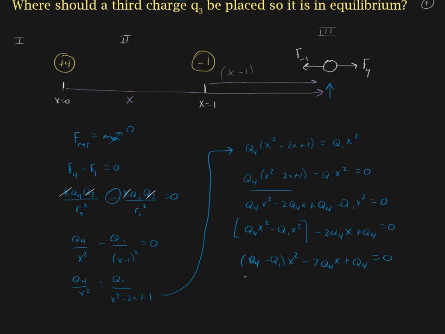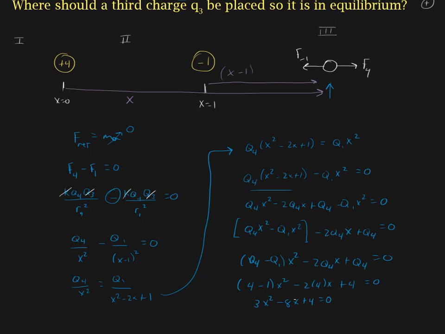Now we'll substitute our values, and this is where we have to be careful. Remember, we already took direction into account, and we want to ignore the positive and negative attributes of our charges, and we're just going to use magnitudes only. So this becomes 4 minus 1 x squared minus 2 times 4x plus 4 is equal to 0. So we get 3x squared minus 8x plus 4 is equal to 0.